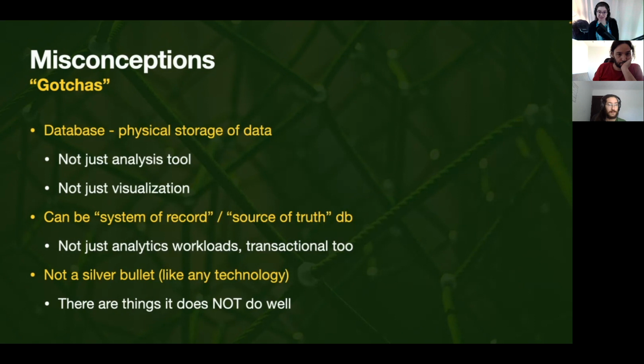One that I hear a lot is, well, it's just analytics. It's an OLAP workload, right? And Neo4j is not. It can be system of record, source of truth database. In fact, the initial use case was transactional.